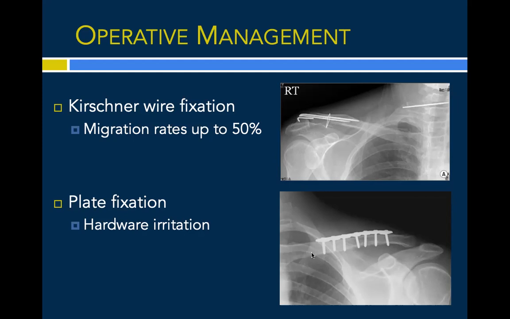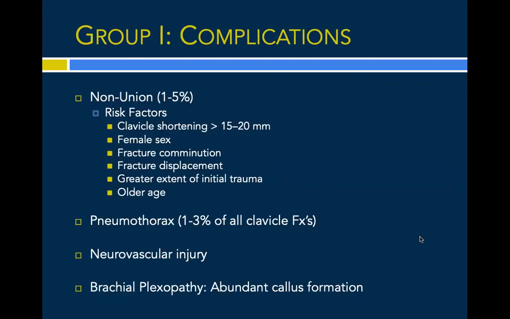So now we have moved to plate fixation. You just see a simple plate placed over the fracture fragment with screw fixation. We can see complications with these, although rare. Clavicle shortening is one of the most common ones, or one of the most common risk factors. Females tend to do less well than males. The comminuted, so those butterfly fragments and significant displacement, don't do well. The greater velocity of initial trauma, so think motor vehicle accident versus a fall while running. And then older age, again, they've just got fewer stem cells left.